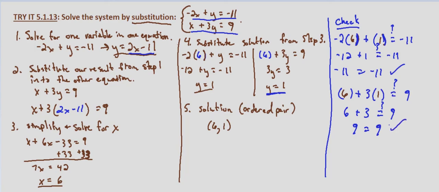So our solution to the system of equations, negative 2x plus y equals negative 11, and x plus 3y equals 9, is (6, 1). And we get there using substitution by solving for one variable in one equation first, then substituting that result, whatever variable we solve for in terms of the other, into the other equation, then solving for the variable that we're left with in our expression after we substitute, and then substituting the solution from that step for the first variable into either equation, or I like to use both just to make sure I'm not making any mistakes, to solve for the other variable. And then we check by putting our coordinates from our ordered pair into both equations to verify that they make true statements. And that's how you solve a system of equations by substitution.